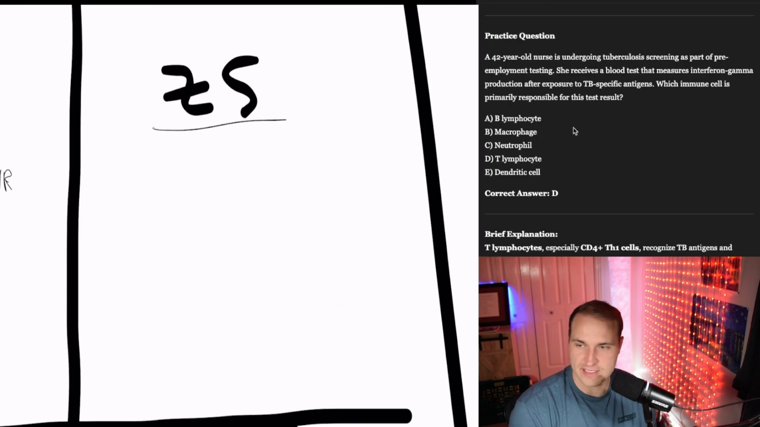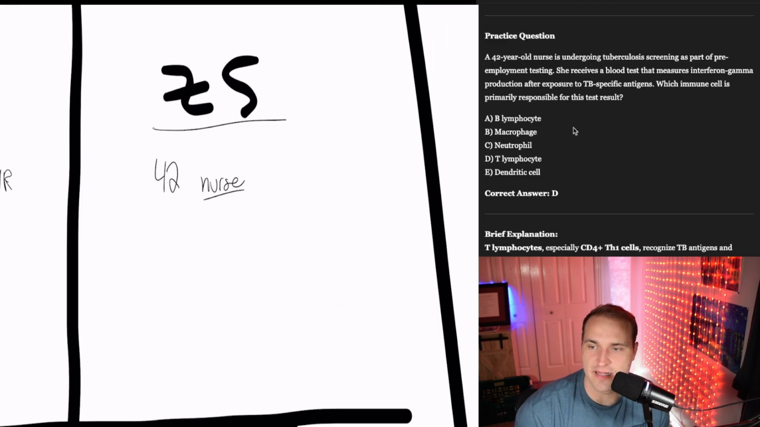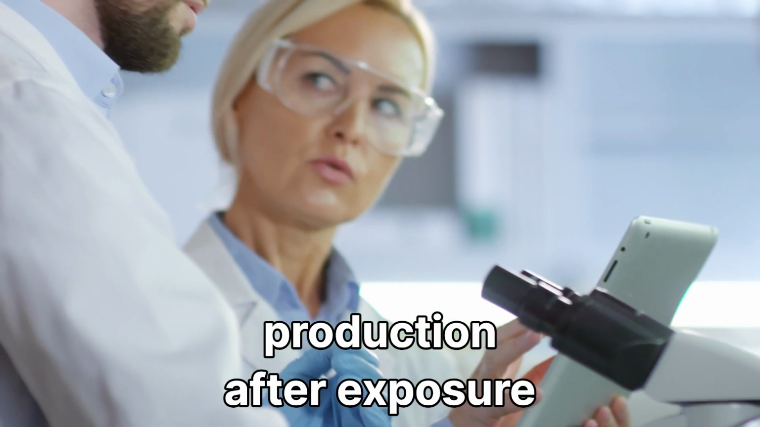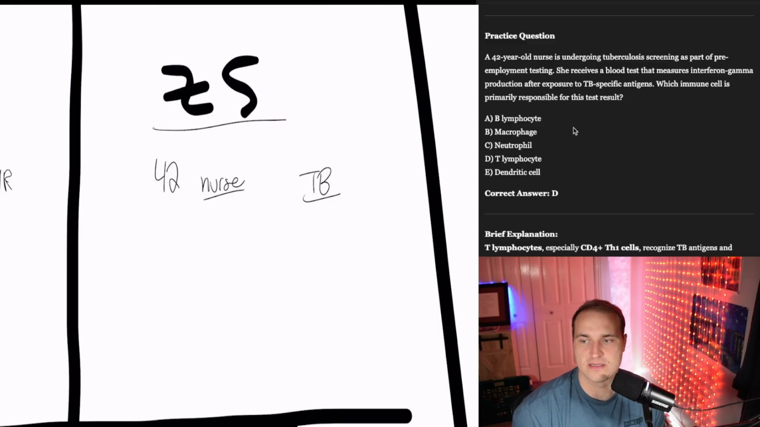All right, for 75, in our next practice question, we have a 42-year-old nurse undergoing tuberculosis screening as pre-employment testing. She receives a blood test that measures interferon gamma production after exposure to TB. So she's been exposed. Which immune cell is primarily responsible for this test result? The answer is T lymphocyte.